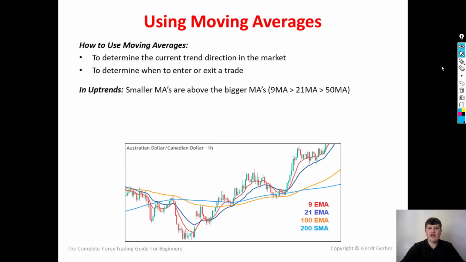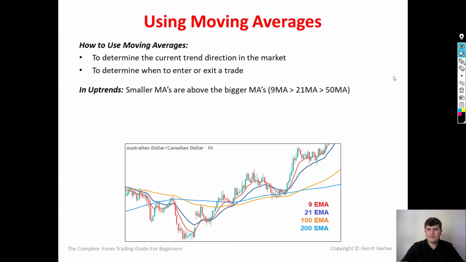Now, moving averages are used to indicate the trend direction, and for uptrends you can see that smaller moving averages are always above the bigger moving averages. So you first get the 9 moving average, then the 21, then the 50, and it gets bigger from there. As you can see over here, we have the 9 moving average at the top, then the 21, then the 100 moving average, and then the 200 moving average, all of them indicating we are in an upward move. So when it goes from small to big, we are on an uptrend.